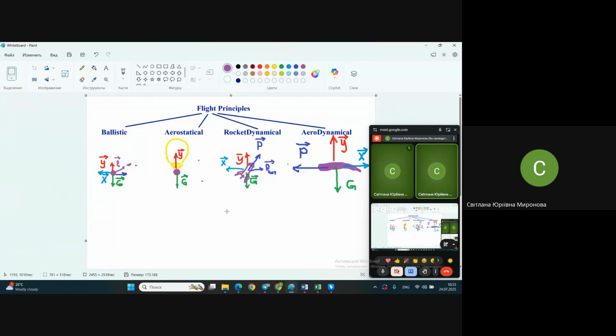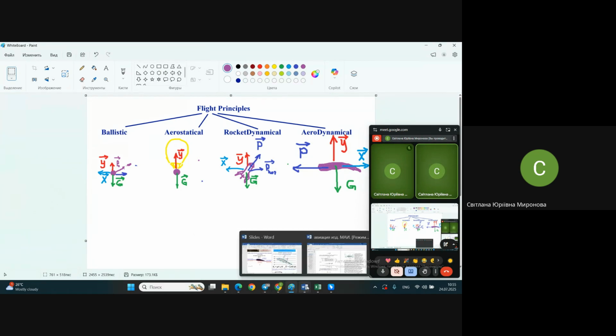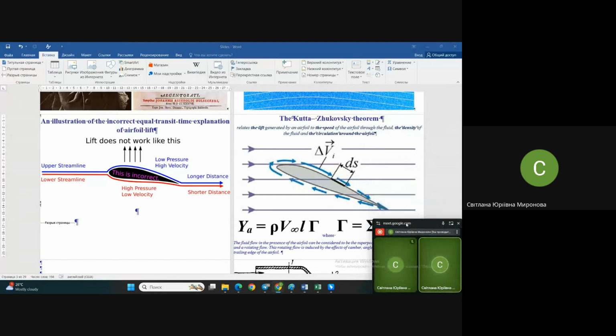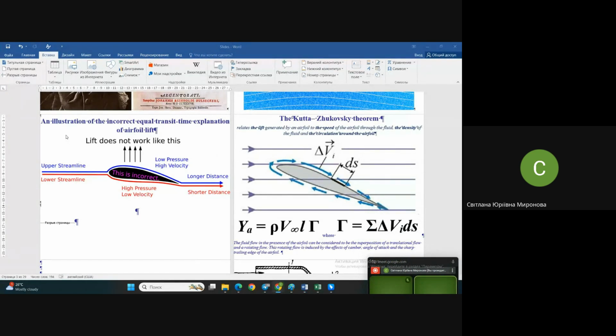But first, before we go to the explanation of aircraft arrangement and how it flies, and to the basics of flight dynamics, we need to talk about the basics of aerodynamics at all, and the basics of airfoils, flow around airfoils. Yesterday, you have already seen, at least partially, those things.